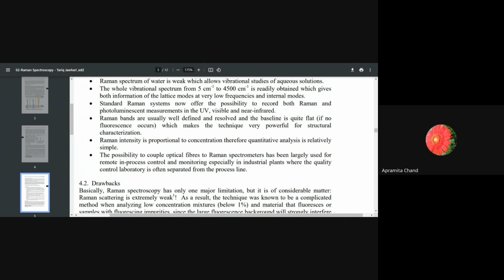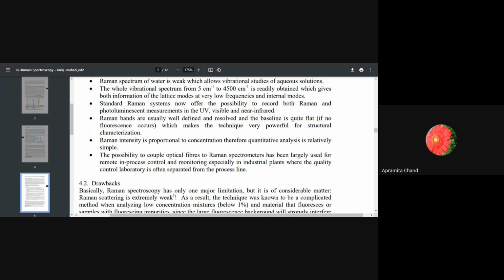Also, now the Raman systems are offering the possibility to record both Raman and photoluminescent measurements in the UV, visible, and near IR regions. Next, the Raman intensity is proportional to concentration, so quantitative analysis is quite simple.